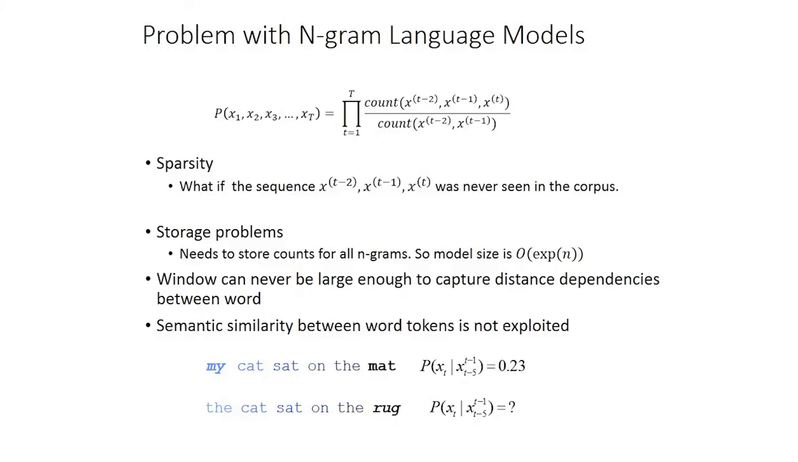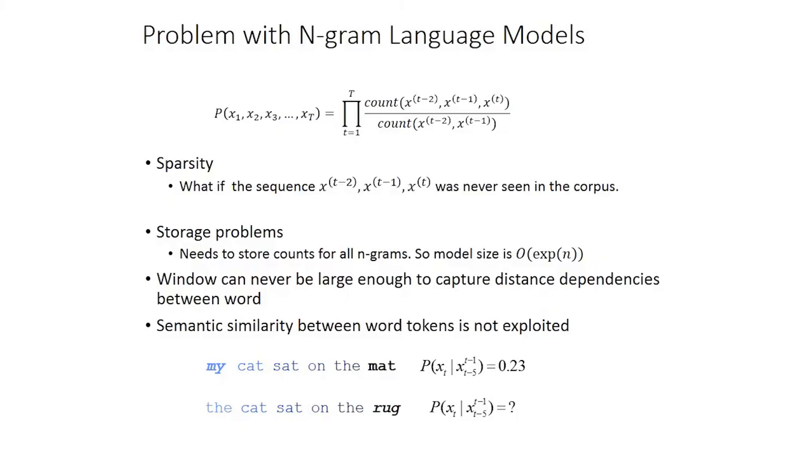Then the other problem is the storage. Your n-grams will take a lot of space because it's exponential in the size of your n. So we would want solutions that don't take that much space. And the window can never be large enough to cover long distance relationships between words. So if we're having trigrams, we're just going to look at two words before the word we are interested in for our language modeling. There could be some other words that appeared before those two words that can actually determine the occurrence of a given word within a given sentence, and that will not be captured.